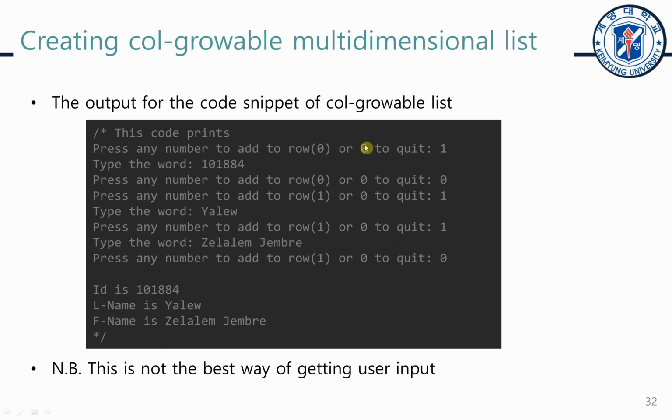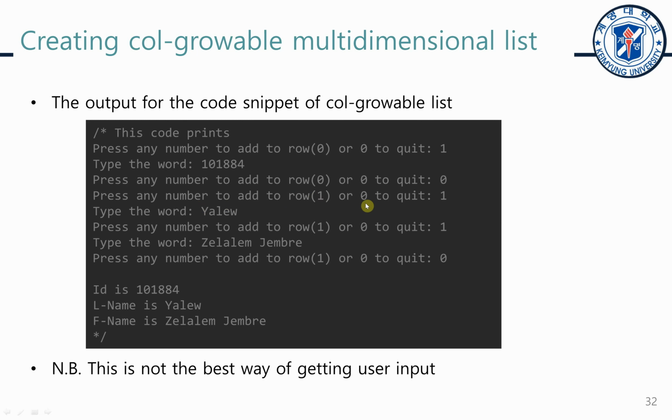0 to quit. So he pressed 1, and then it says type the word, and I type 11884, and then it will ask me to press any number or 0 to quit. So I press 0. At this point, the data that you take for row 0 is over. That means row number 0 only takes one piece of information or one element.